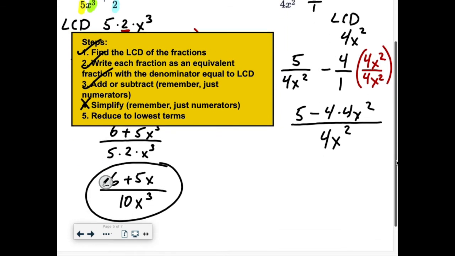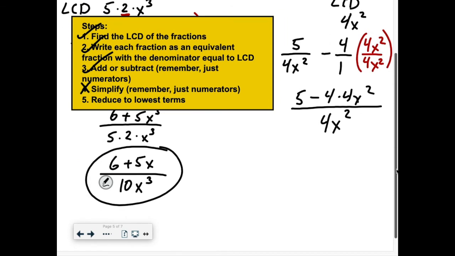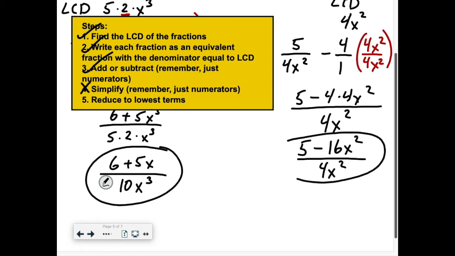We can just reduce it to lowest terms. I promise there will be times when we can simplify. This is not these examples. So reduce to lowest terms, that's 16x squared over 4x squared. You can totally check this using Desmos. This is fully simplified. We can't do anything about it. We can most definitely not cancel those x squareds out because the 16x squared is joined to the 5 by subtraction.